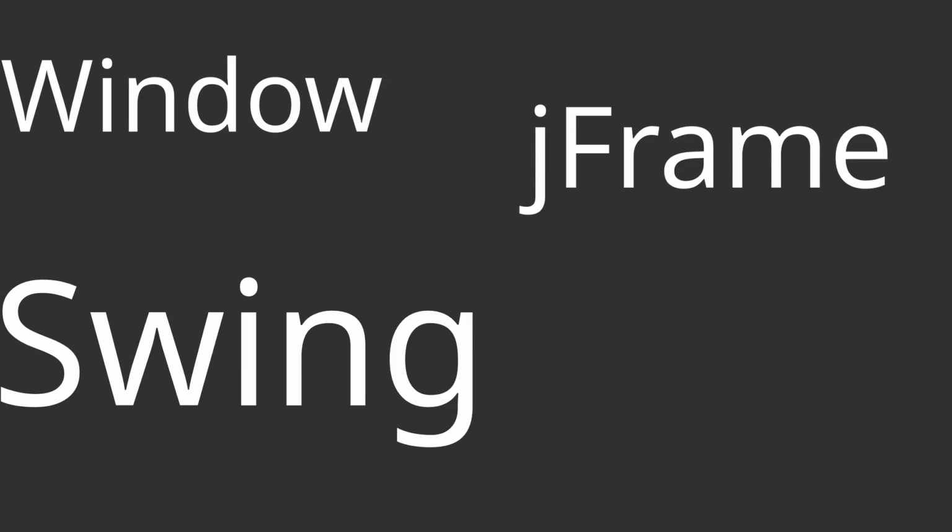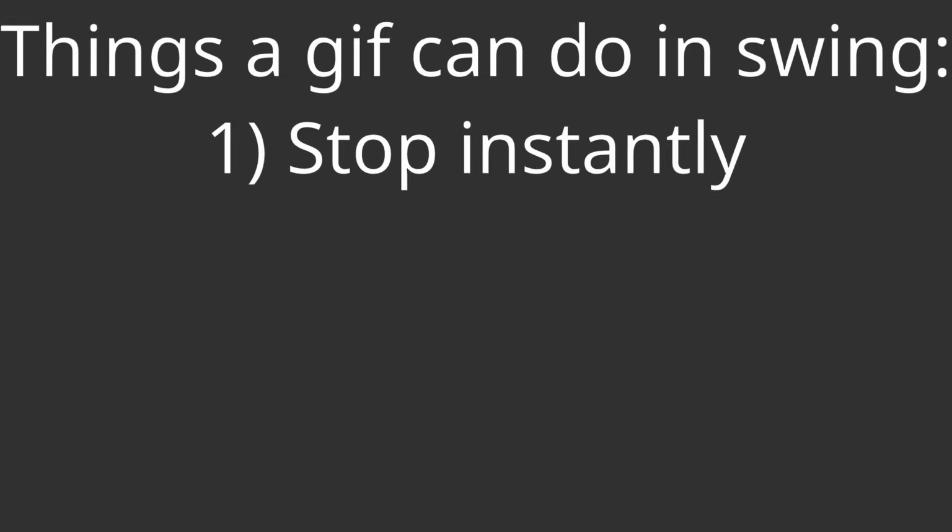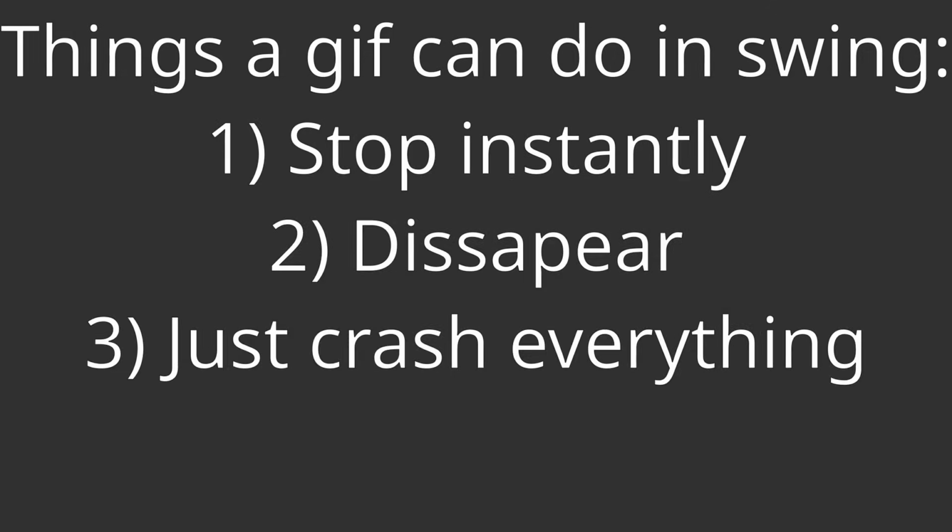See, to display a GIF of a jump scare, we must first create a window. To create a window, we must use a JFrame. To use JFrame, we must use swing. To use swing, we must learn what the hell swing even is. And even once you learn what swing is, you must then master the art of enjoying failure as your GIF stops instantly, disappears, or crashes the entire frame as a whole. This whole process was incredibly difficult and took many attempts to get right. Roll the tape.